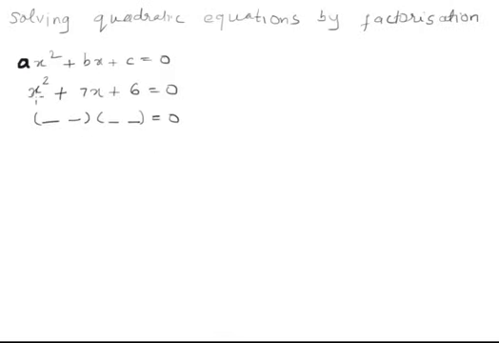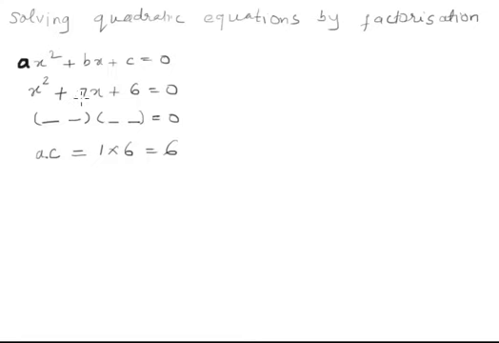First of all, if we look at this equation, the value of a is 1, the value of b is 7, the value of c is 6. The first step is to take the product of the first and last term, that is a times c generally, which is 1 times 6 in this case, that is 6.